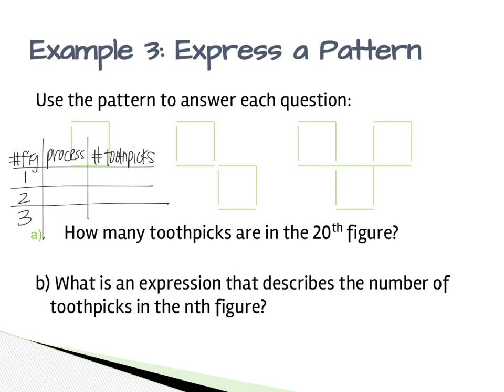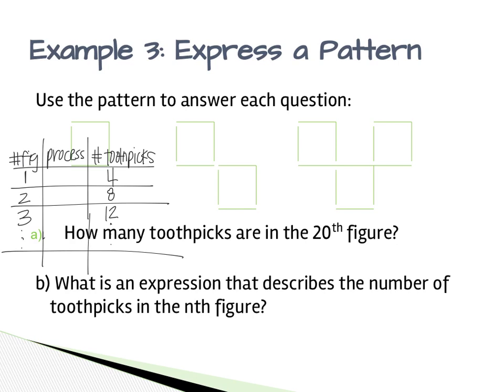Okay? So in the first figure, I have 4 toothpicks. Now, I don't put anything in the process column yet because I haven't looked at the pattern close enough to know what I'm doing. In the second figure, I have 8 toothpicks. In the third figure, I have 12 toothpicks. And this is going to continue.